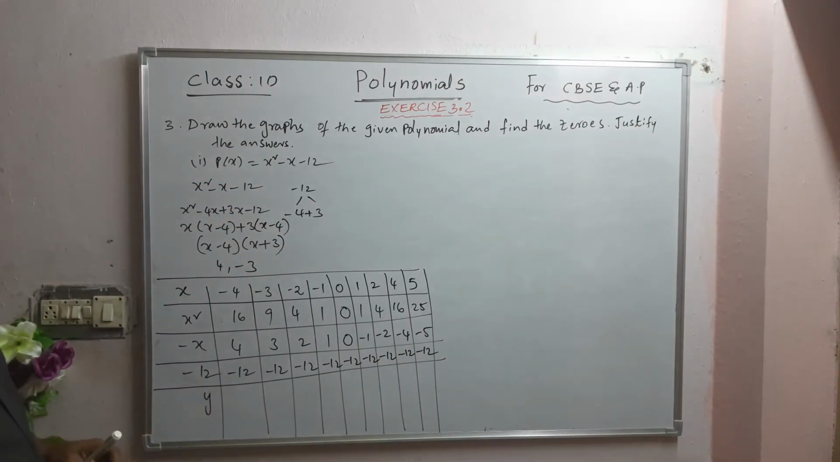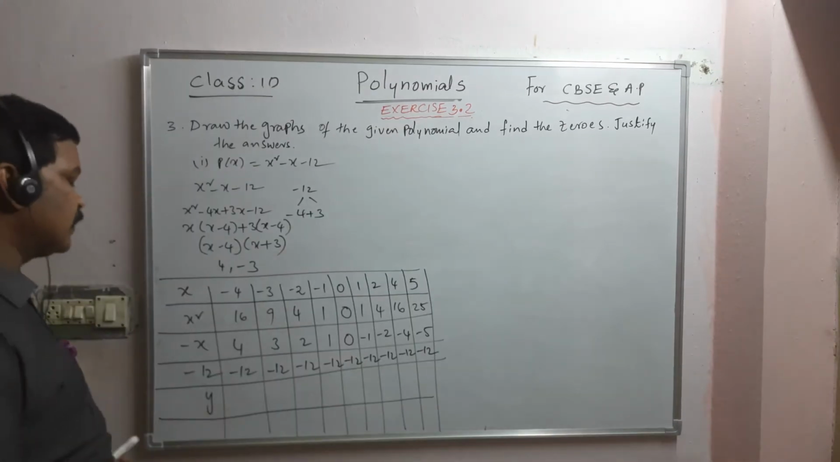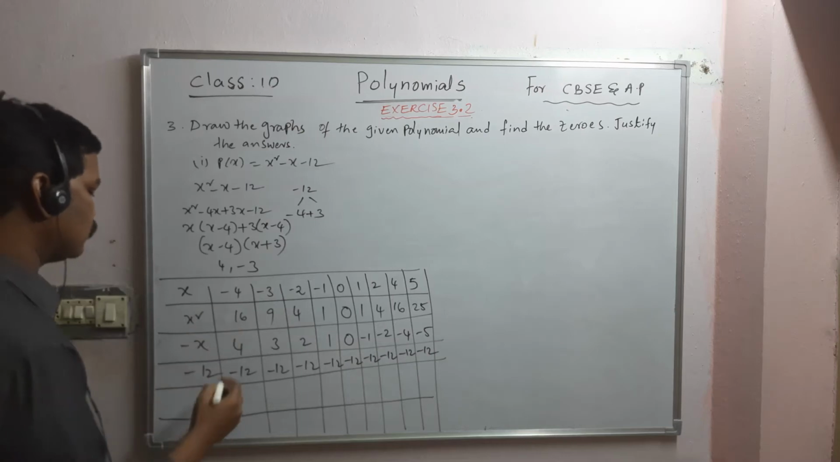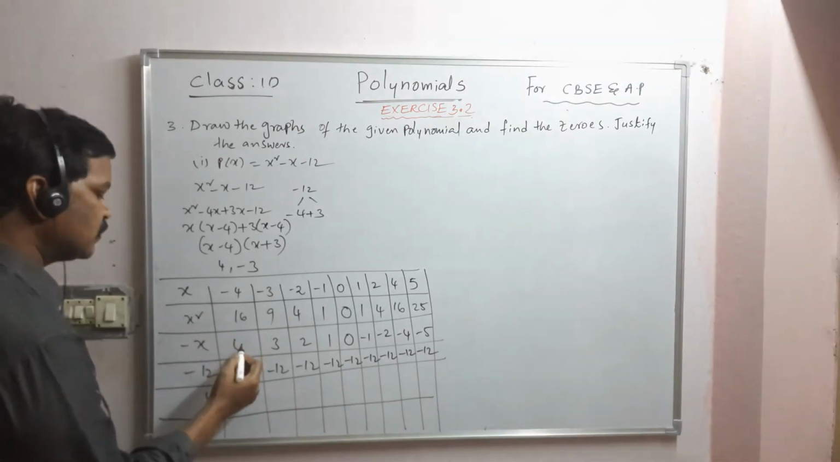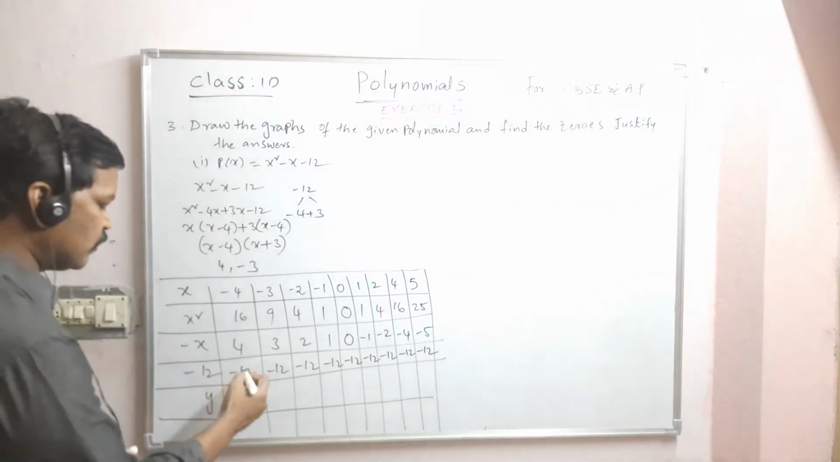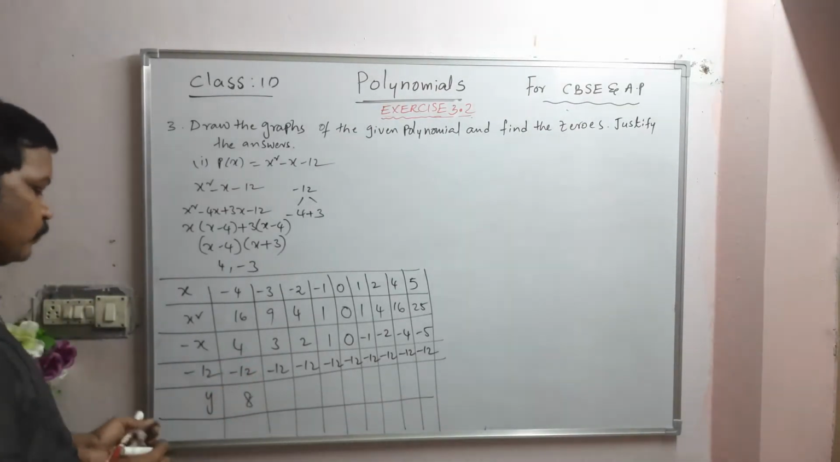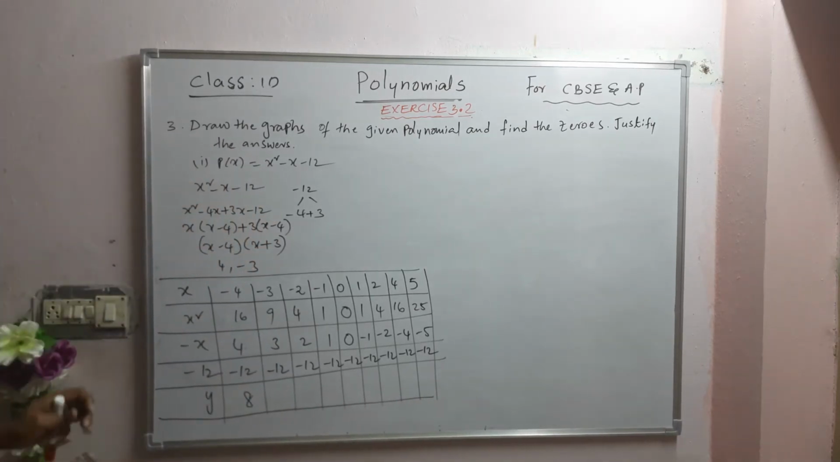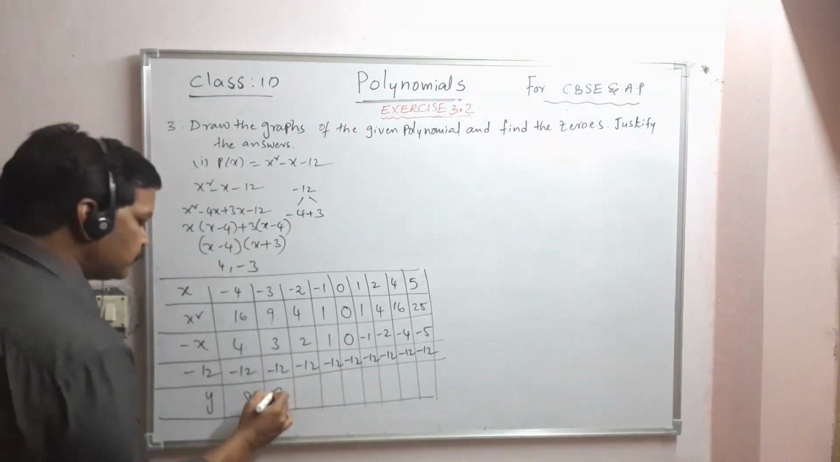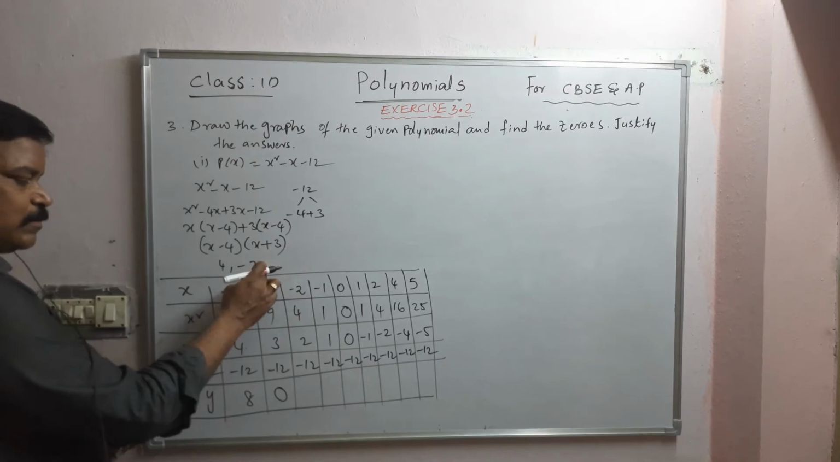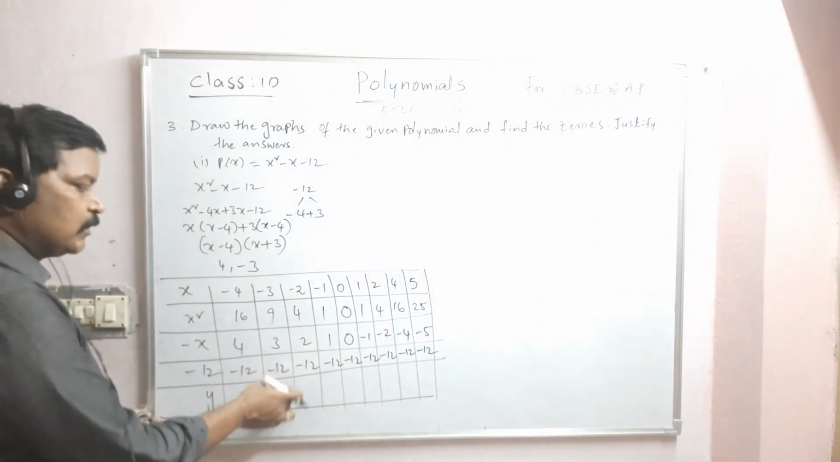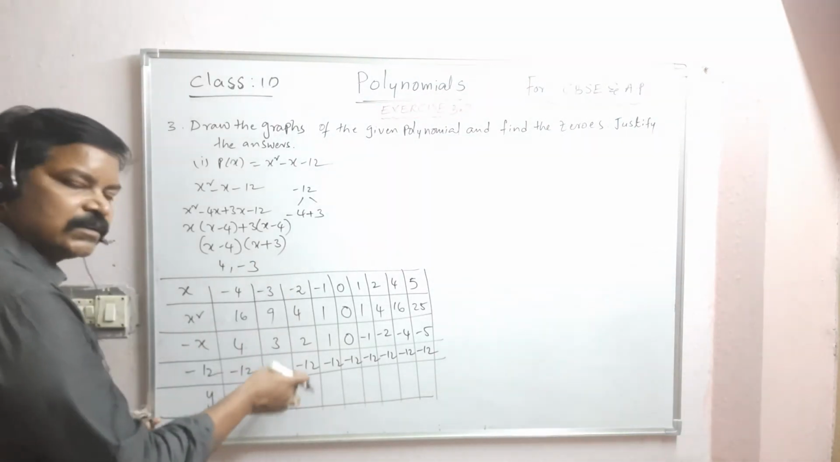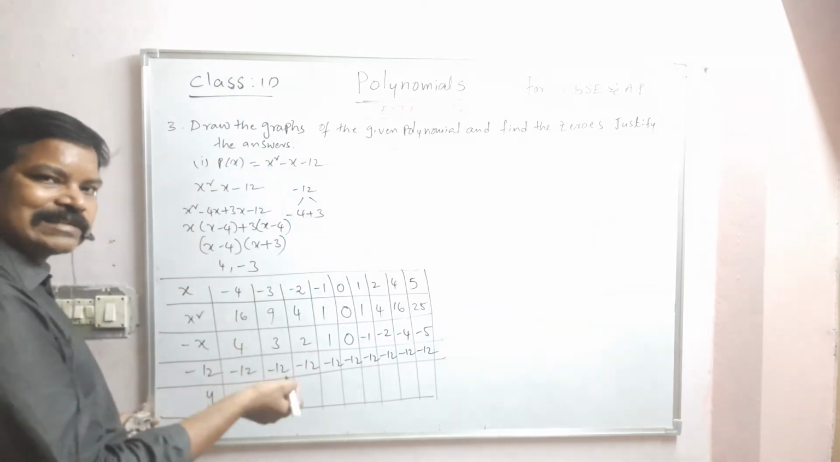Children, you already know that 4 and minus 3 are the same. What about y coordinates here? If x is equal to minus 4, look, 16 plus 4 is 20, 20 minus 12 is 8. Next one, 9 plus 3 is 12, 12 minus 12 is 0. Already I told, no? Minus 3 is the 0 of the polynomial. If x is equal to minus 3, what is y? 0. That means point on x-axis.